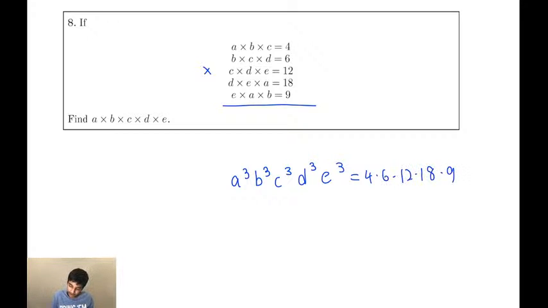The idea is to find the prime factorization of all the numbers. Then we're left with this being equal to 2 to the 6 times 3 to the 6. Since we want a times b times c times d times e, we just take the cube root to get 2 squared times 3 squared, which is equal to 36, which is the answer.